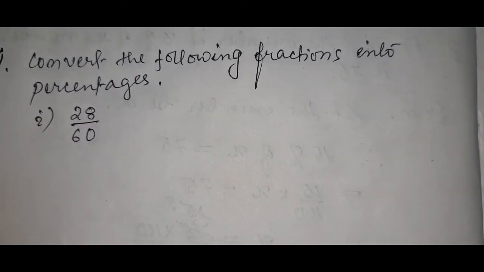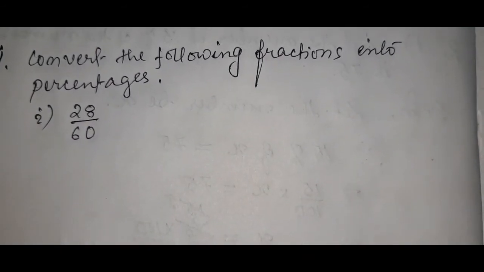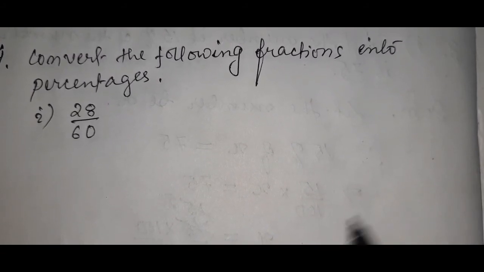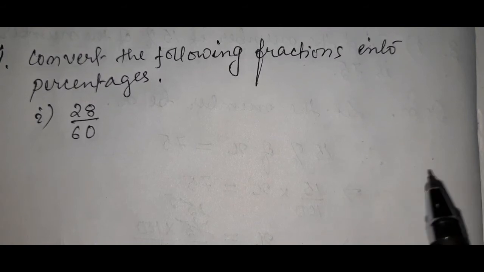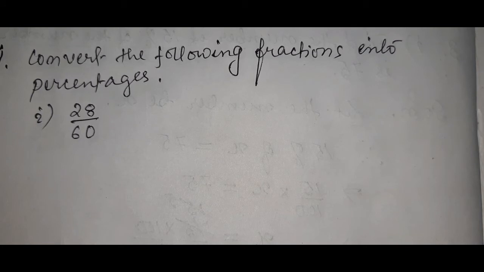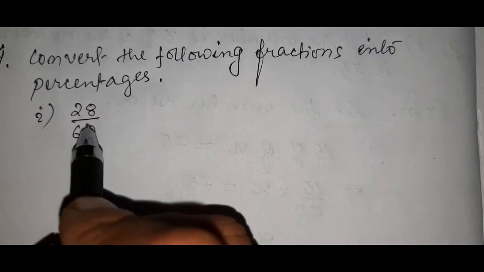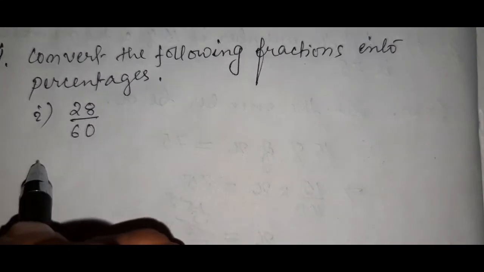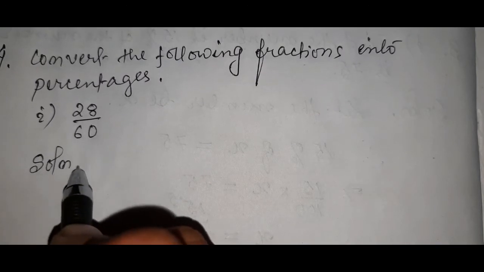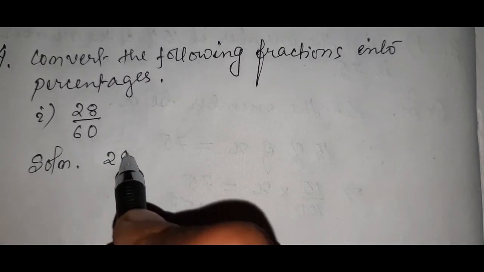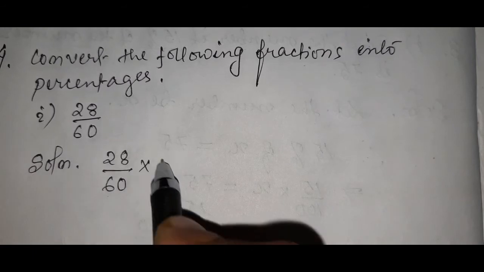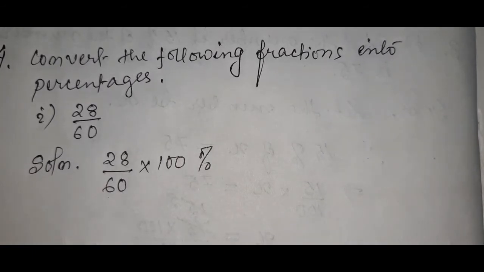As I have mentioned earlier, whenever you want to convert a number into percentage, it may be a decimal number, that is a number with a point, or a fraction, or any number, then what you will do is just multiply the number with 100. Here this is a fraction. Now we want to convert this into percentage, so you just multiply it with 100. When you multiply with 100, we get the percentage.